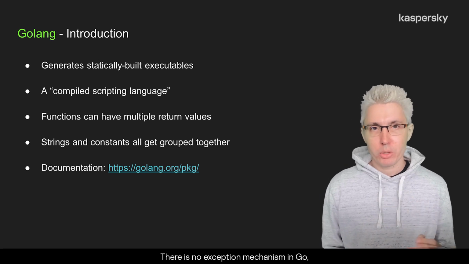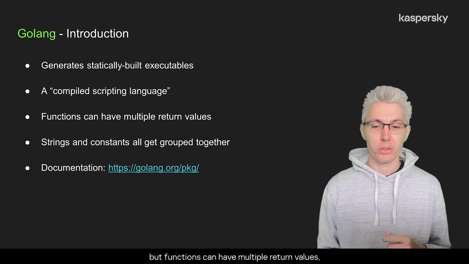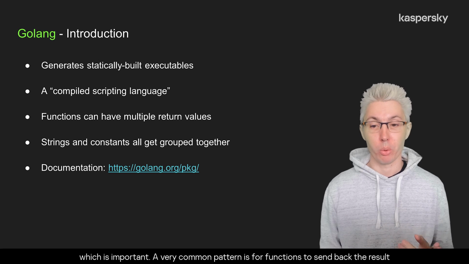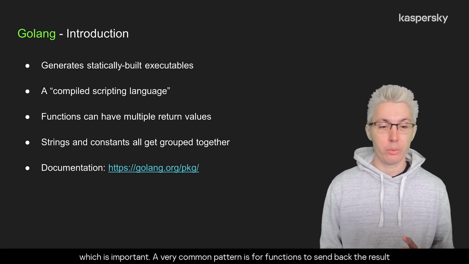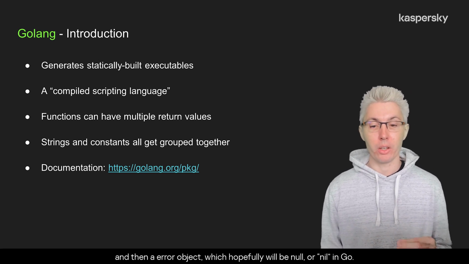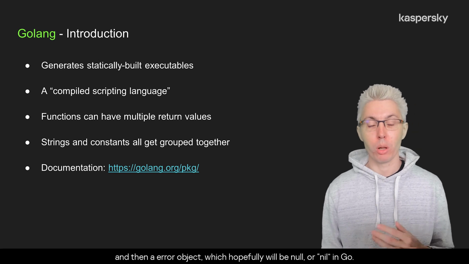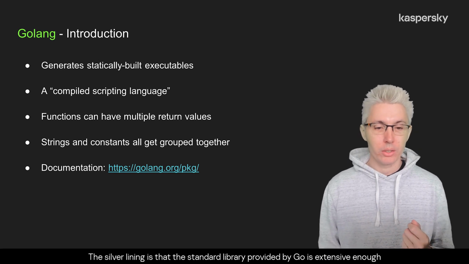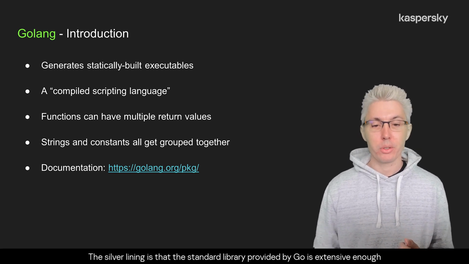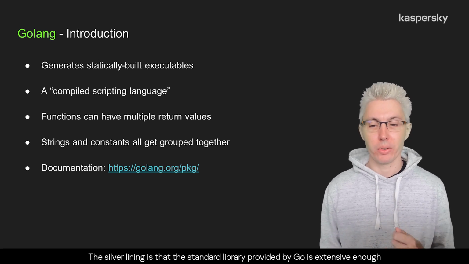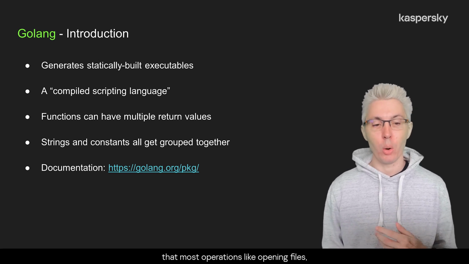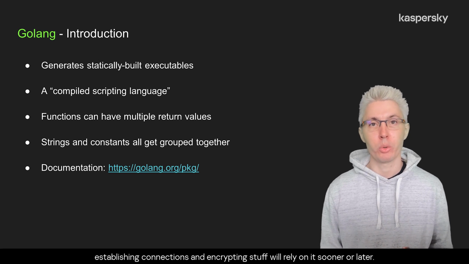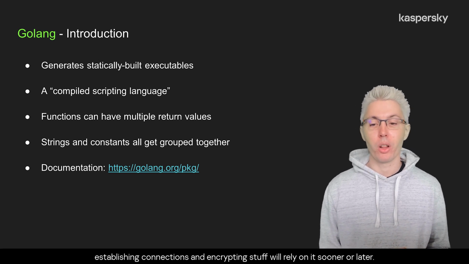There is no exception mechanism in Go, but functions can have multiple return values, which is important. A very common pattern is for functions to send back the result and then an error object, which hopefully will be null, or nil in Go. The silver lining is that the standard library provided by Go is extensive enough that most operations, like opening files, establishing connections, encrypting stuff, will rely on it sooner or later.